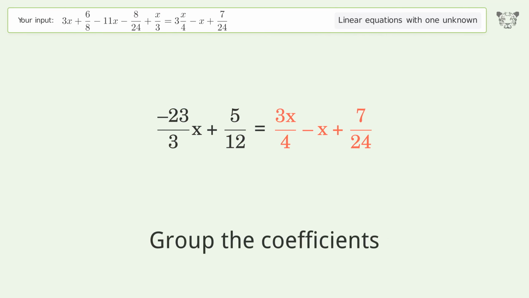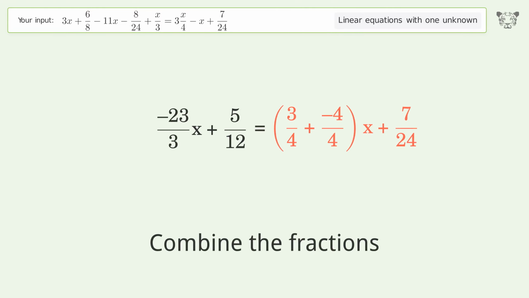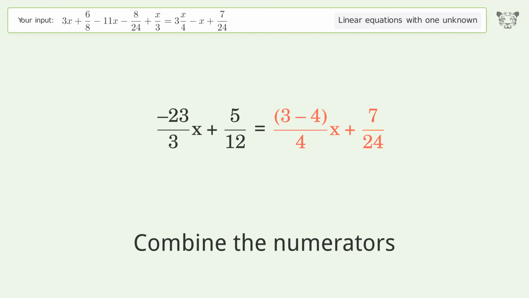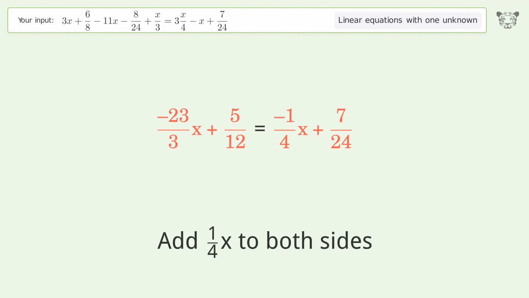Group the coefficients. Convert the integer into a fraction. Combine the fractions. Combine the numerators. Group all x terms on the left side of the equation. Add 1/4x to both sides.